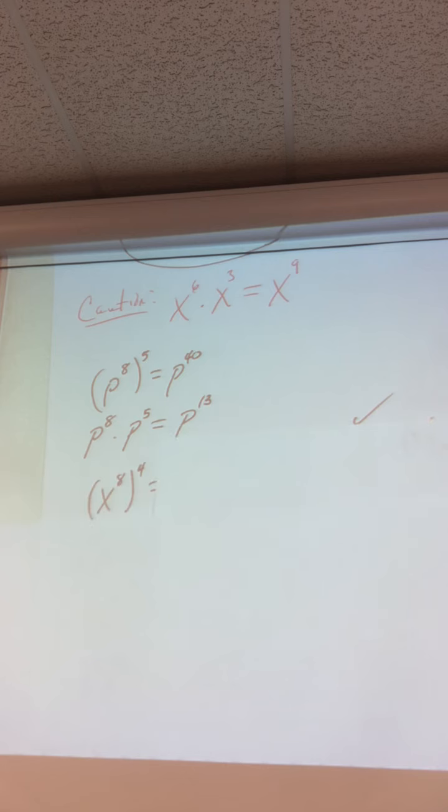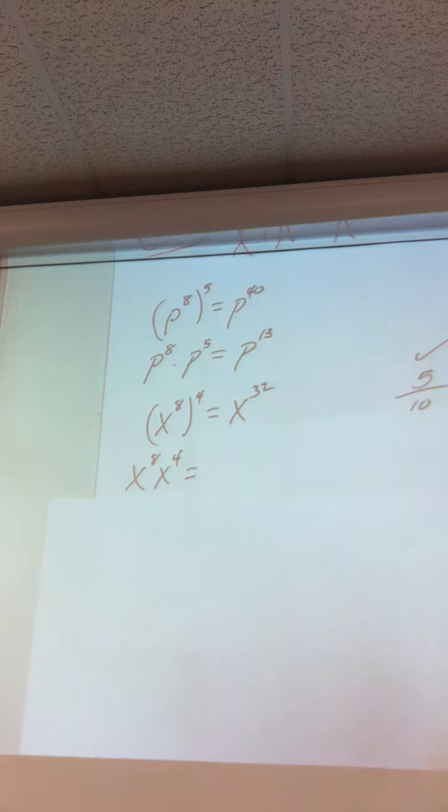Another one. X to the 8th to the 4th is x to the 32nd. But if I have x to the 8th times x to the 4th, that would be x to the 32. I'm sorry, x to the 12th. I looked up at the top. X to the 12th.